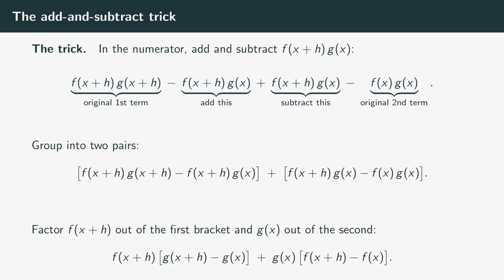So the numerator, after the trick, equals f at x plus h, times the difference g at x plus h minus g at x, plus g at x, times the difference f at x plus h minus f at x. Both of those differences are exactly the kind of thing we want to divide by h.